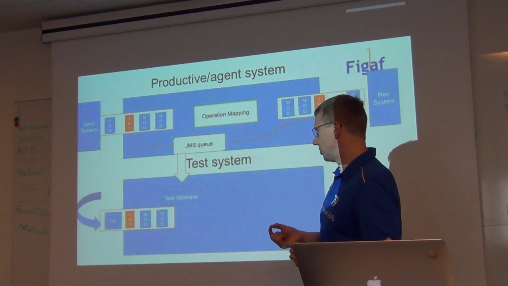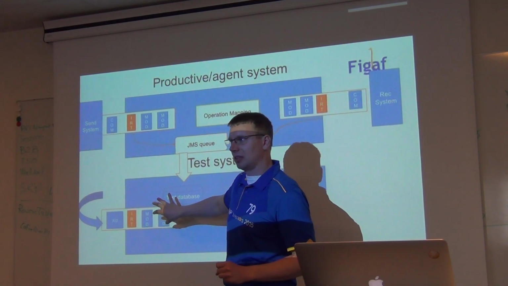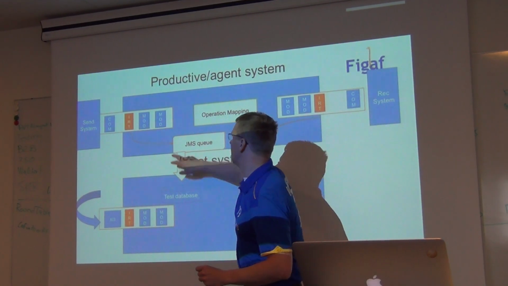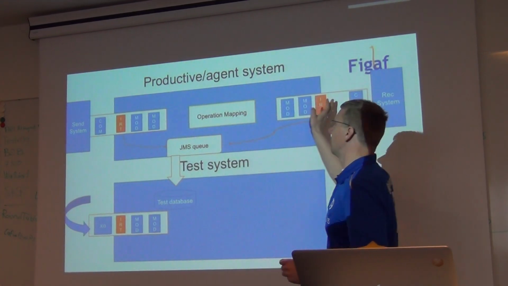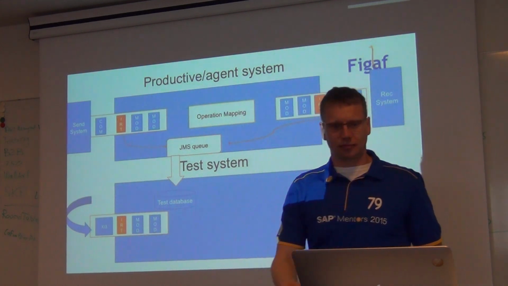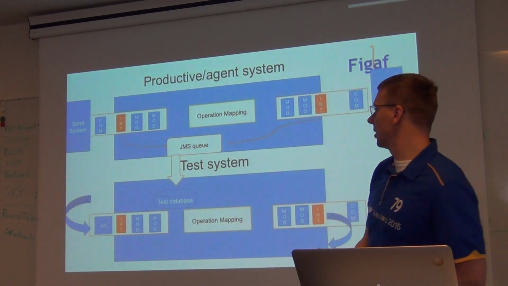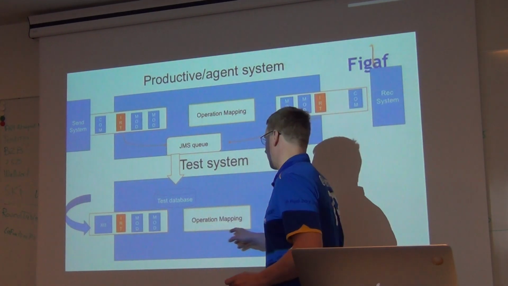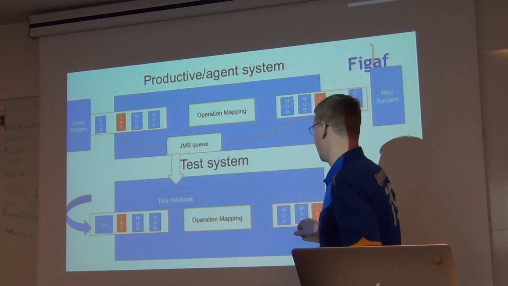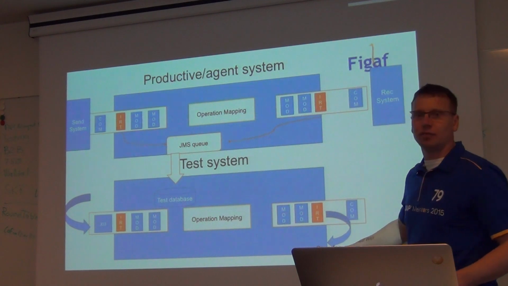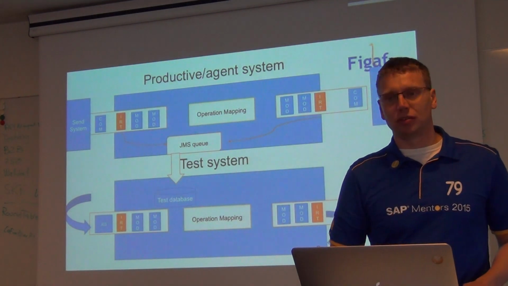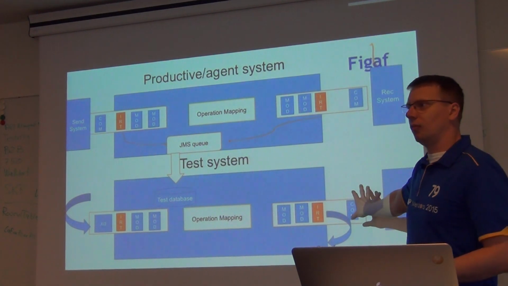iFlow. We would just send in the message as a virtual message, and it will actually be processed the same way as it was coming from up here and all the way to the end. And what would then happen is it would go through the operation mapping, all the modules you would have, and then it would be saved for comparison, and the message would be sent to the receiving system.